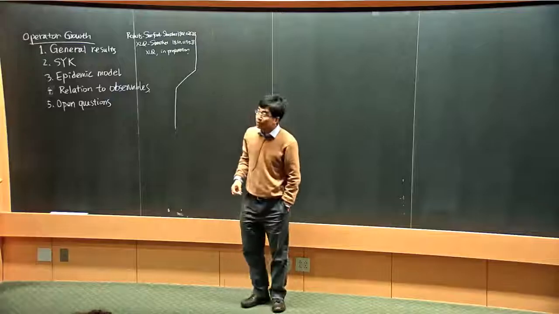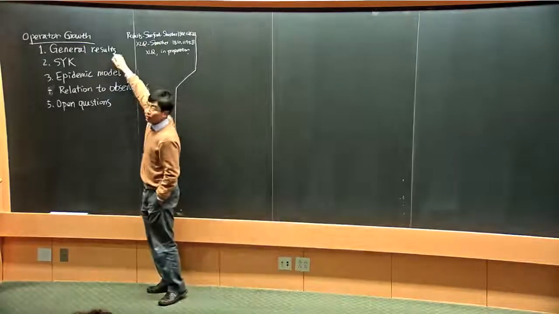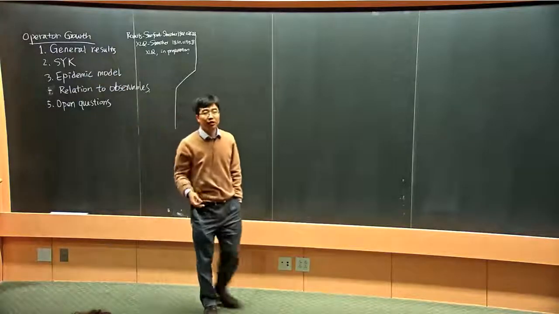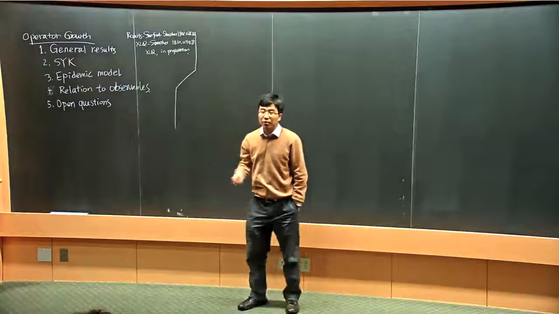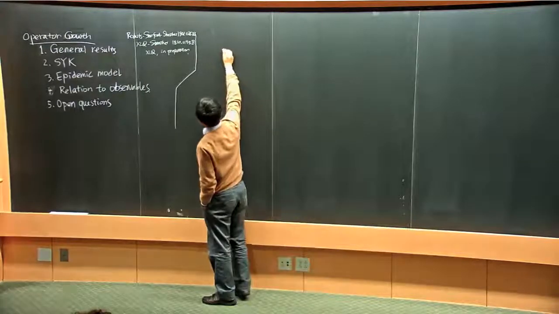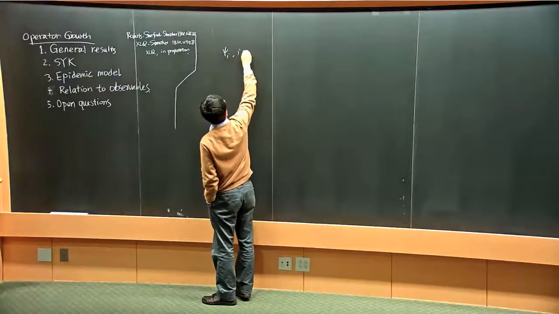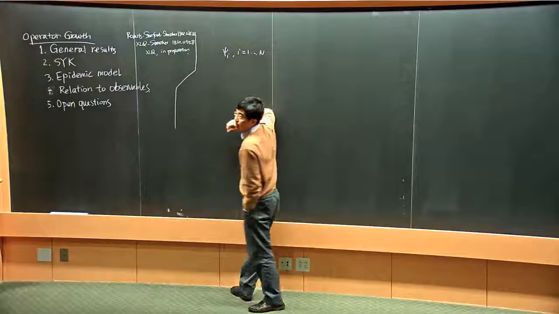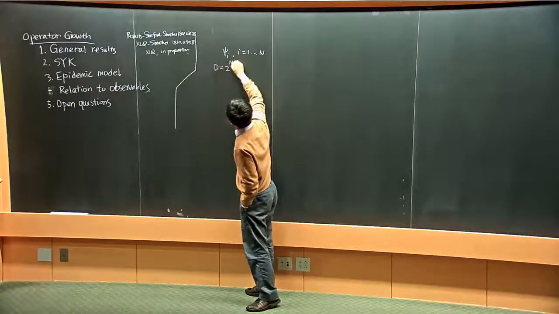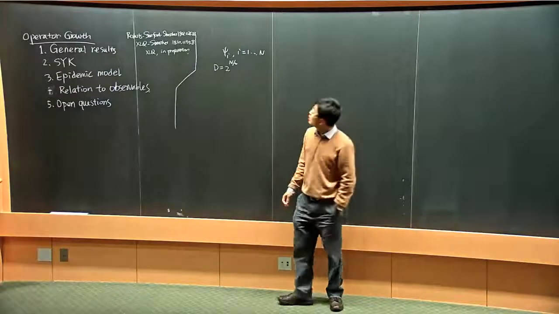Okay, so I will start from general things. Before I mention SYK, there's a lot of interesting general structure of operator growth that applies to all fermion systems. So let's consider a Majorana fermion system. You have these Majorana fermions, and we know it has a Hilbert space of dimension 2 to the n over 2, so it's like n over 2 complex fermions.